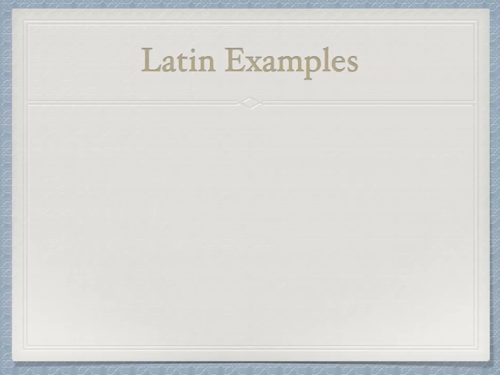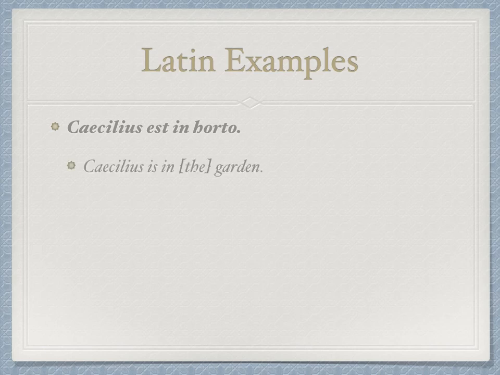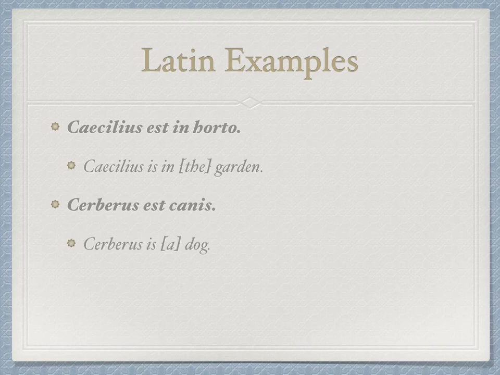Now let's look at a couple of Latin example sentences to see how they work. So this first one here you'll recognize: Caecilius est in horto, which we know to translate as Caecilius is in the garden. The next one here, another one from stage 1, Cerberus est canis, Cerberus is a dog. Then Metella est mater, Metella is the mother. What do we notice about these?